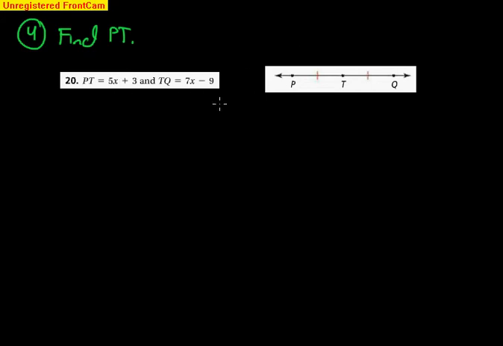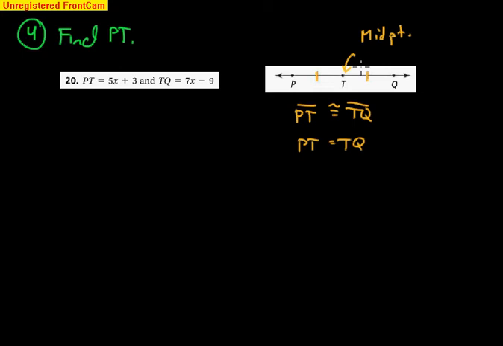Okay, so in this question here, we have to find PT, and we have information about PT and TQ, and we have this picture. Well, look at these congruence markings right here. What does this tell us? This tells us that segment PT is congruent to segment TQ, which also tells us that the length of PT is equal to the length of TQ. Okay, very important. So what this also means is that T is the midpoint.